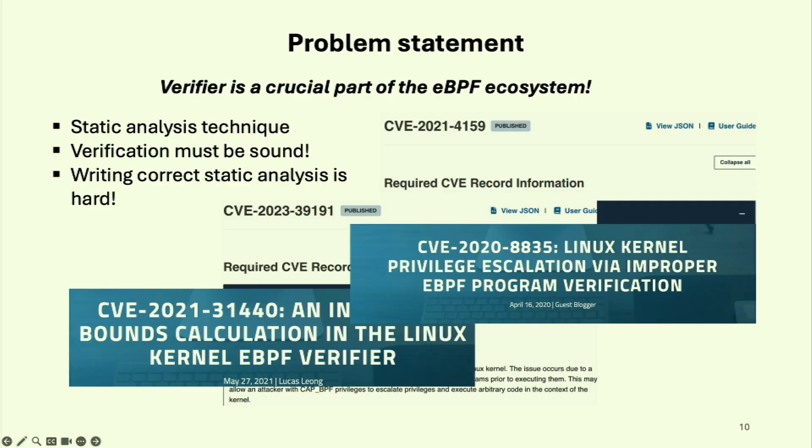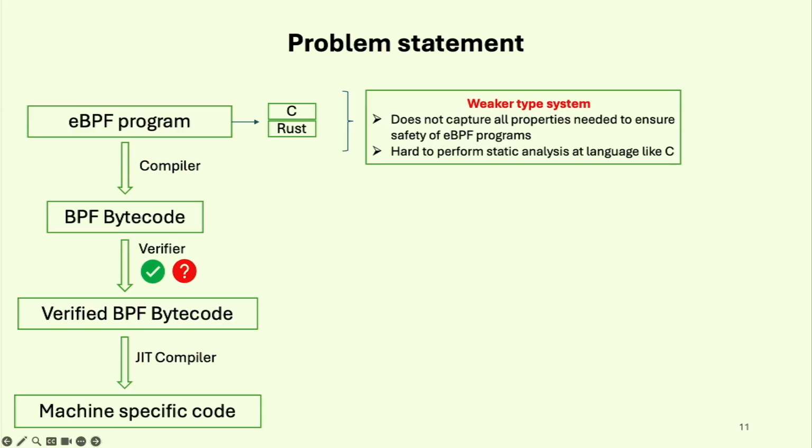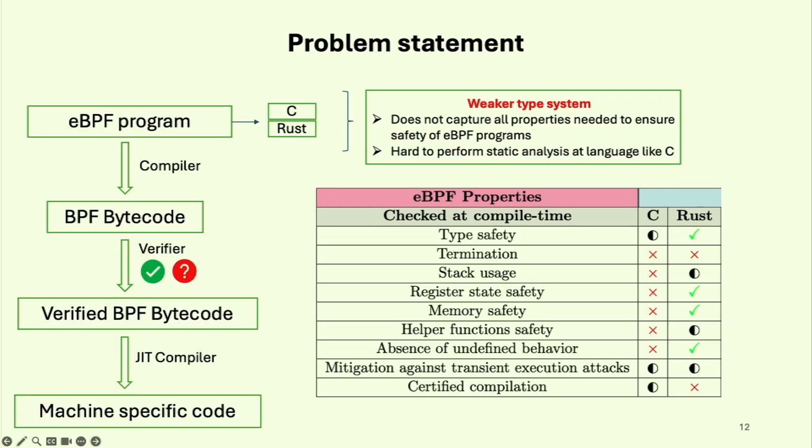Now the second problem statement that I want to discuss is that though people use a strongly typed language like Rust to write eBPF programs, even its strong type system is not enough to reason about all the eBPF properties. So this is a table which compares C and Rust. This table is a bit controversial because in the last session we saw a lot of talk related to how Rust can go wrong. So let's focus on some of them.